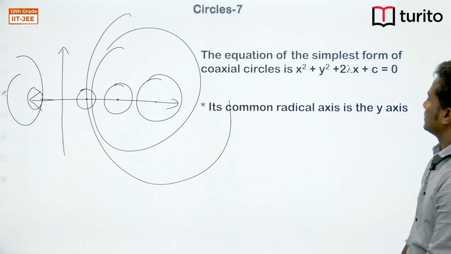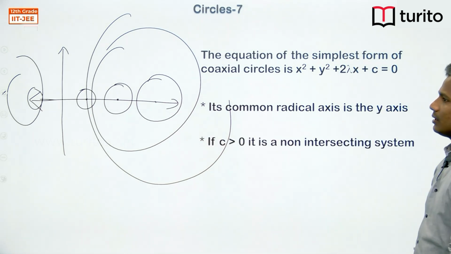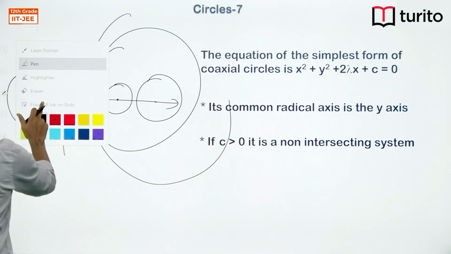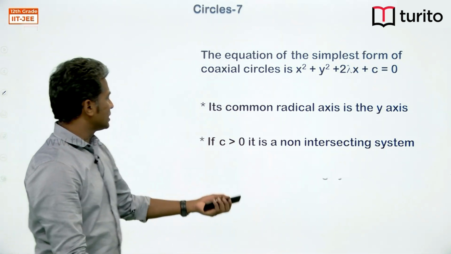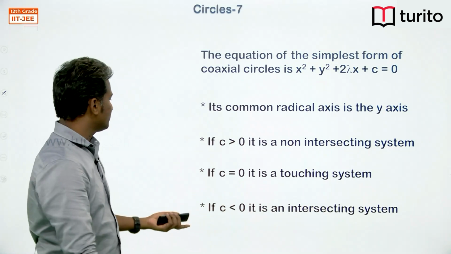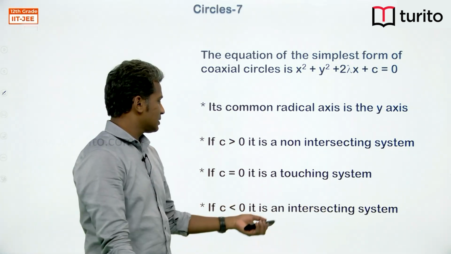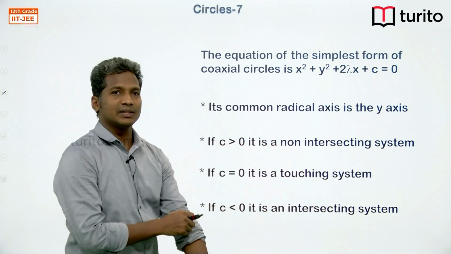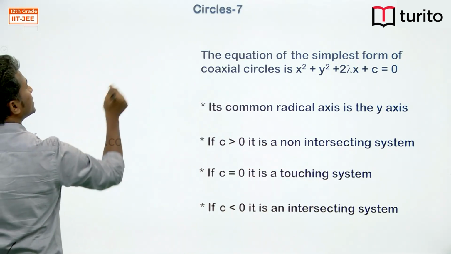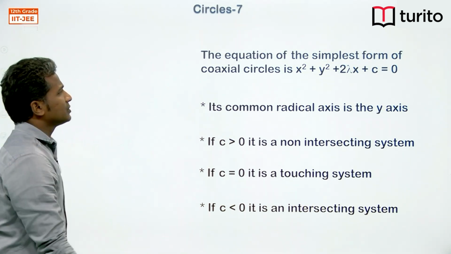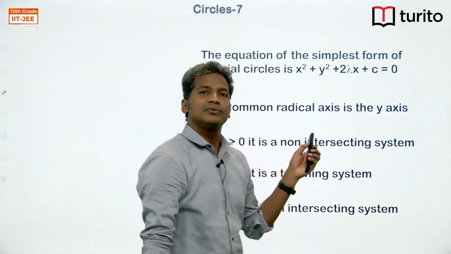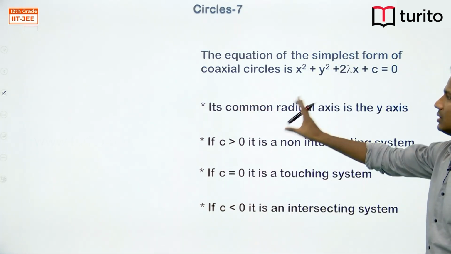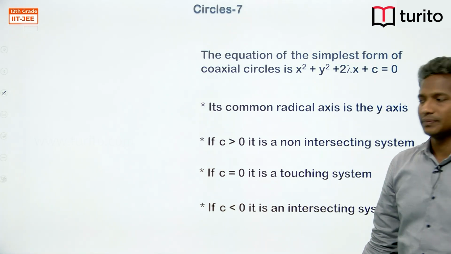And next, that is the same thing. Now, in this case, if c is greater than 0, we get a non-intersecting system, c equal to 0 a touching system, and for c less than 0, it is an intersecting system. This we understood last time using the idea of the radius and also the center. Okay, so we learned this in the last lecture.